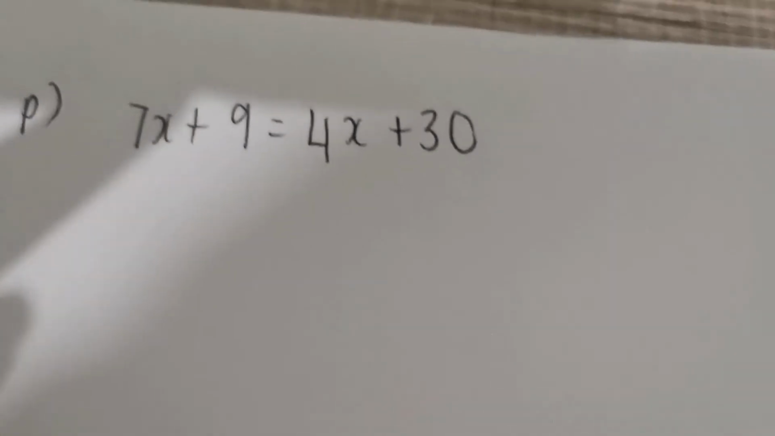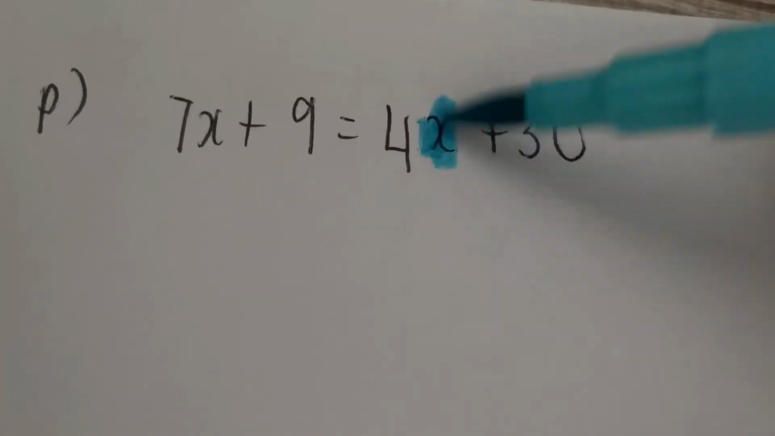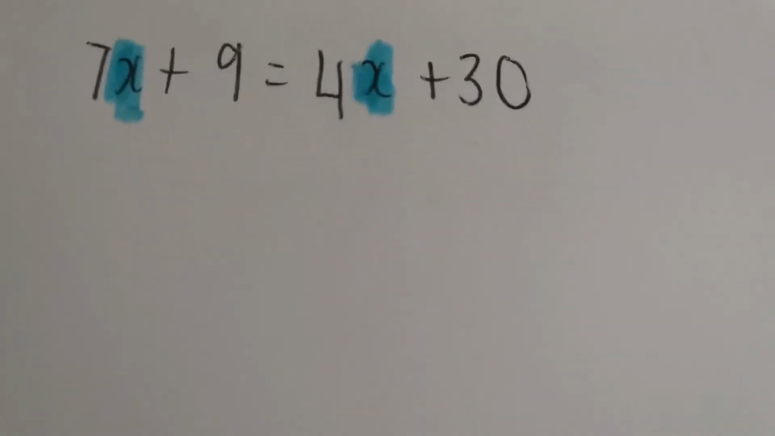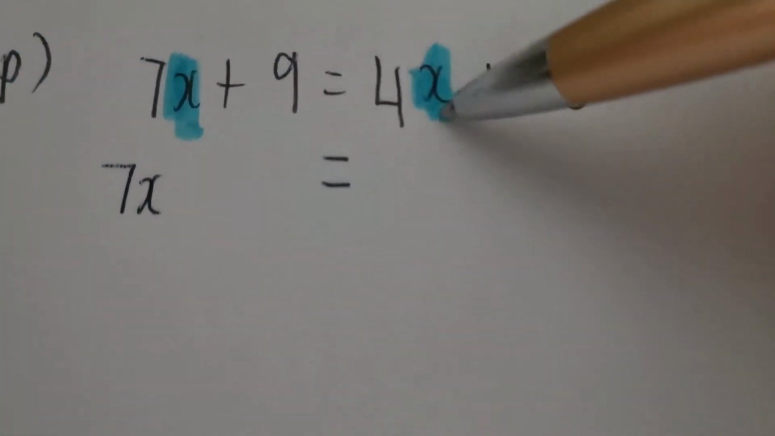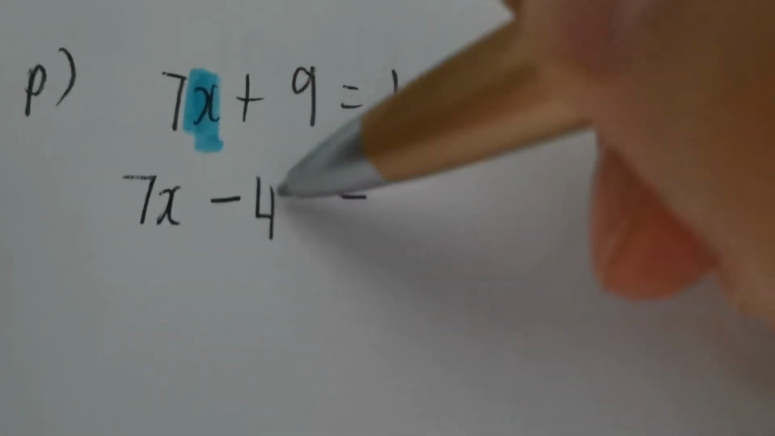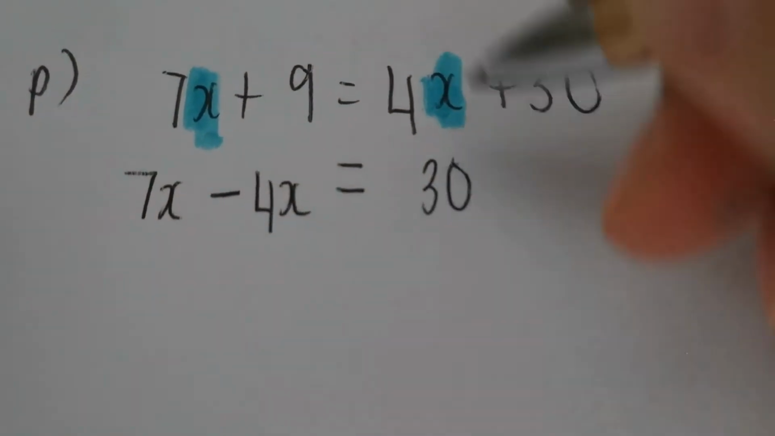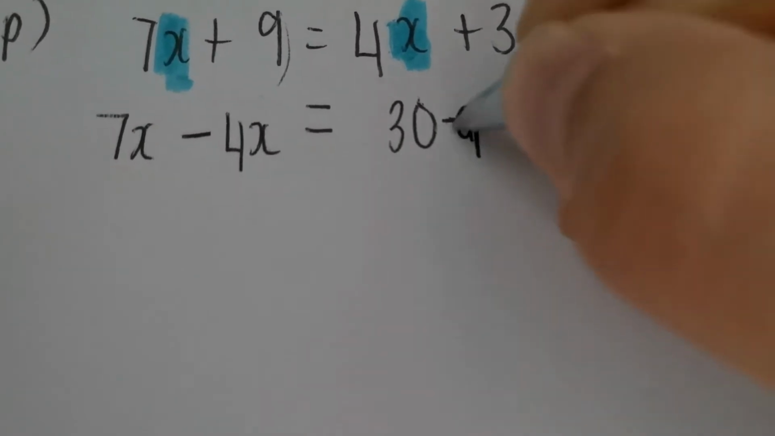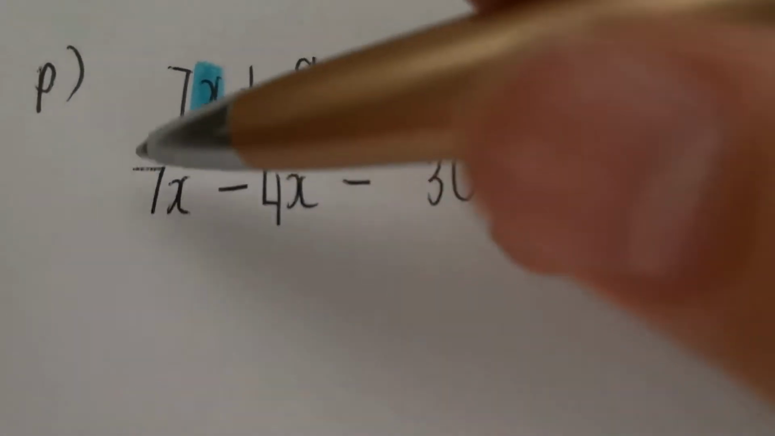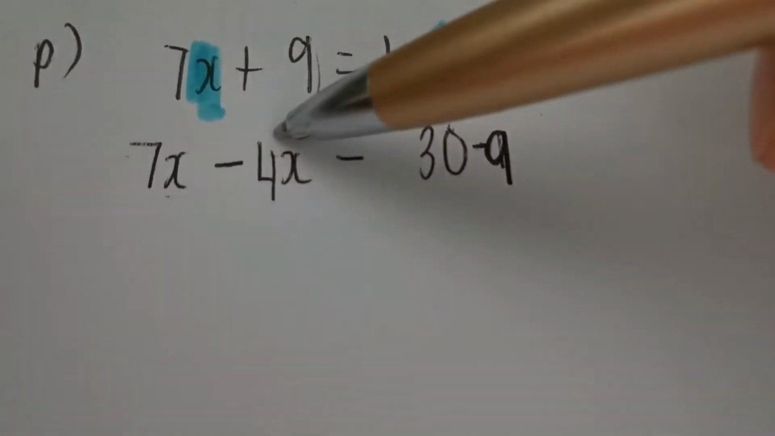What alphabet was I on? Alright. Okay, this one is a bit more complicated. We have variables on both sides, so here and here. Now our aim is to get them onto one side of the equal to sign. So the 7x is on this side. I'm going to bring the 4x over. This 30, can you see it's on this side? I'm going to bring the positive 9 over, making it negative 9.